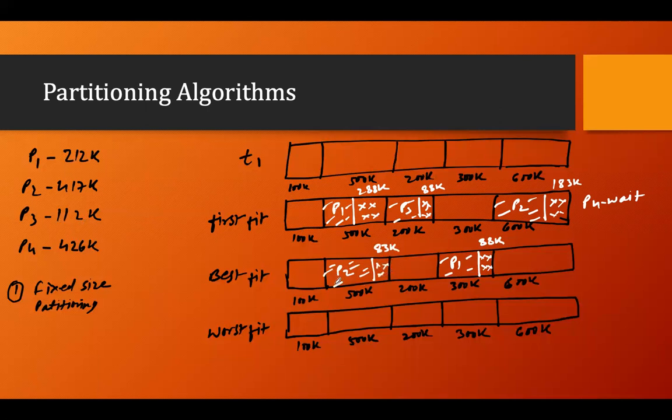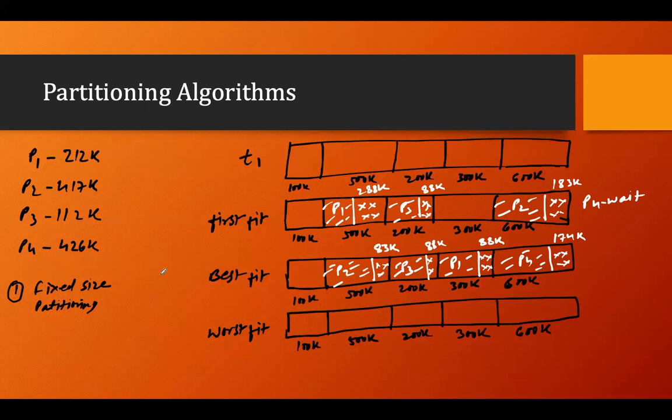Next is 112, where we can accommodate 112 definitely here. It is P3's place. From 200, 88K is left. It is also of no use. Then 426, where we can accommodate here. So it will be P4. We accommodate 426, and the leftover will be 174K. So we have accommodated all the processes with the best fit.